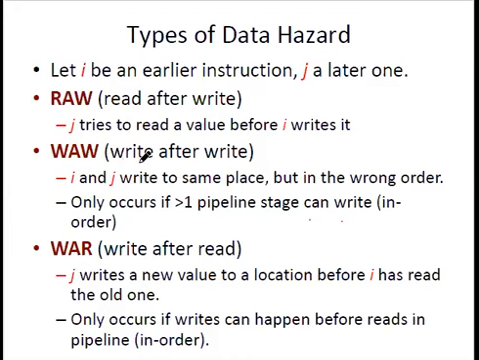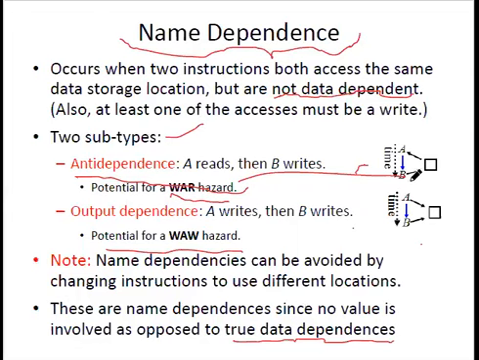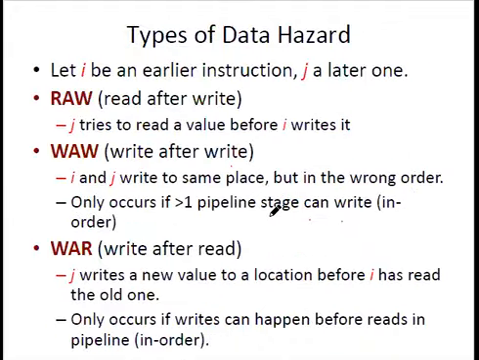Let us see what is write after write. If I and J write to the same place but in the wrong order. In this example, A was supposed to be the first instruction to write to this memory location, and B has to be the second instruction to write to this memory location. So in case of write after write, I and J write to the same place but in the wrong order.